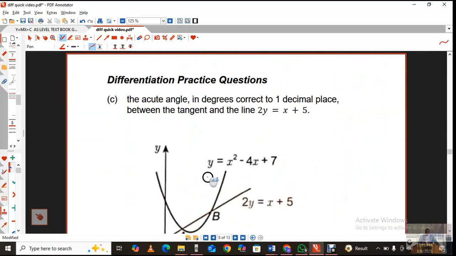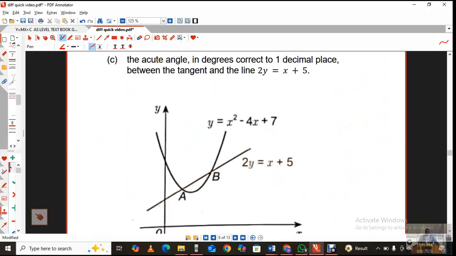Now, they are saying find the acute angle in degrees, correct to one decimal place, between the tangent line that we have actually calculated and the other line. So let me just bring in, and I'll try to use the software again. Let's suppose the tangent line is something like so. It's just more or less.